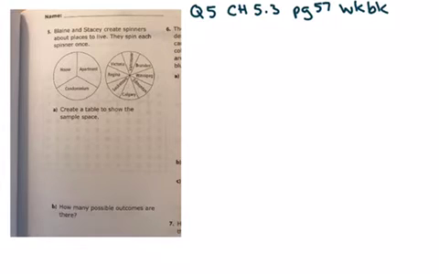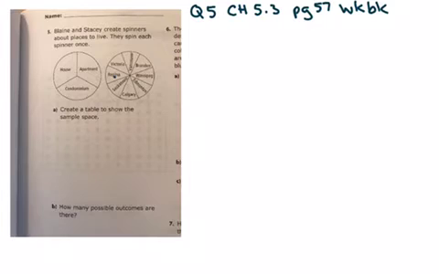Then we have a spinner that has different places. So that has Vancouver, Brandon, Winnipeg, Edmonton, Calgary, Saskatoon, Regina, and Victoria. All right, so now, A, create a table to show the sample space.